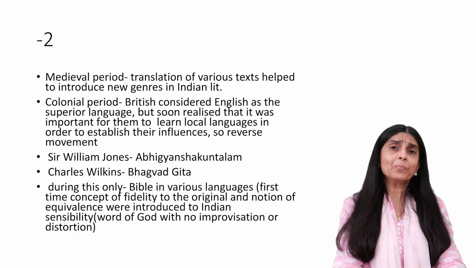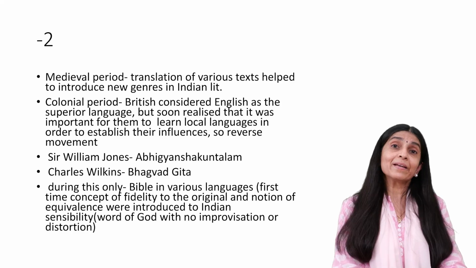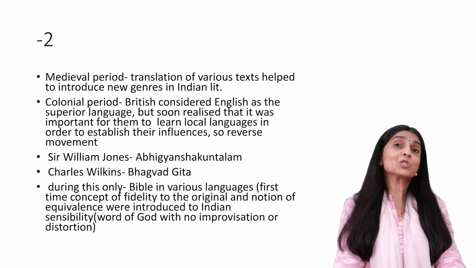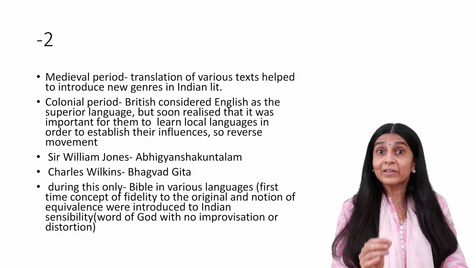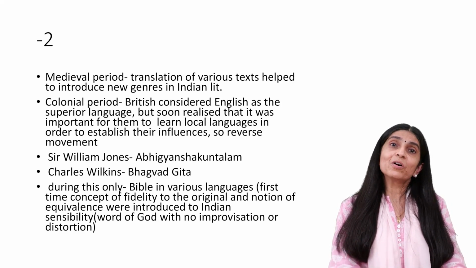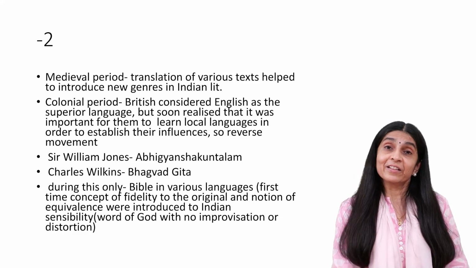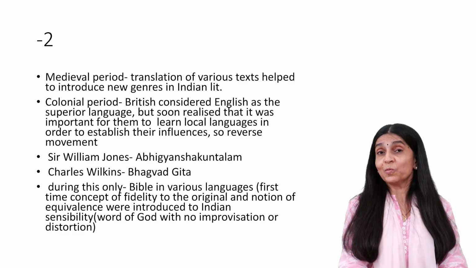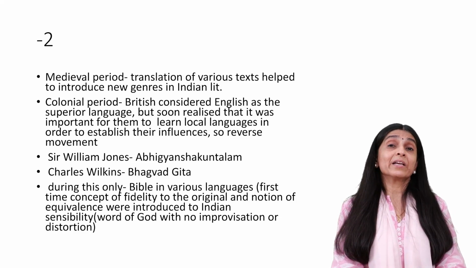During the colonial period, the British considered English a highly superior language. But soon they realized that if they wanted to influence people, they should understand local people and the local language. For that idea, there came a reverse movement, translation from local languages into English. Sir William Jones first translated Abhigyan Shakuntalam, and Charles Wilkins translated the Bhagavad Gita. During this time, the Bible was also translated into various languages.